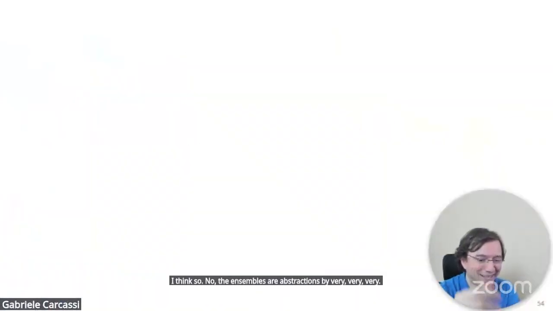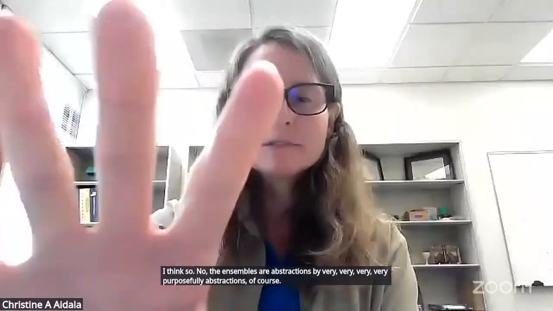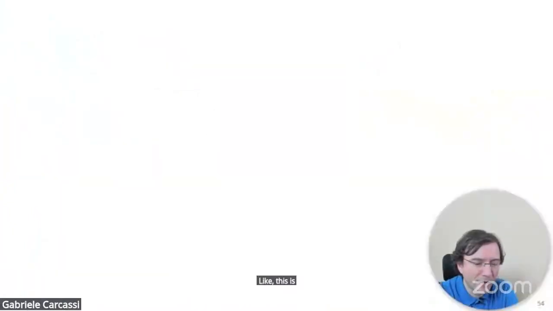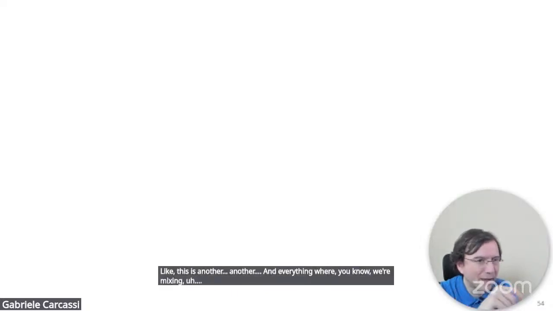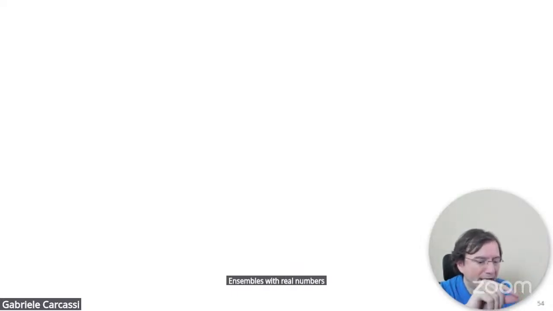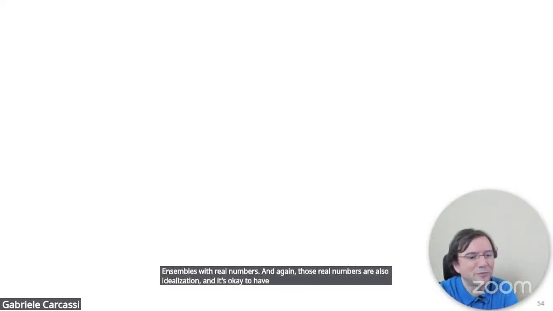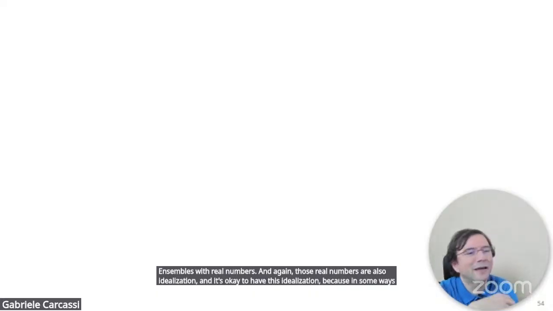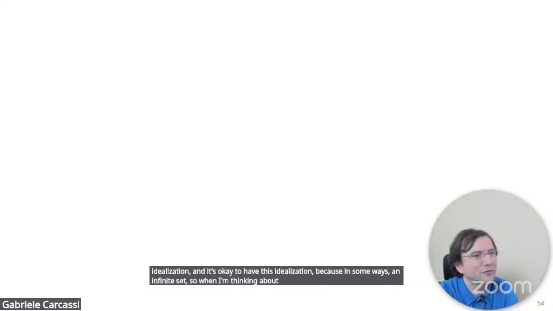Right, the ensembles are abstractions, right? Yeah, very purposefully abstractions, of course, for the purpose of generalized ensemble spaces. This is another thing where we are mixing ensembles with real numbers, and again, those real numbers are also idealizations, and it's okay to have this idealization because the ensemble is an infinite set. So when I'm thinking about an infinite set, of course, I'm going to use a real number because that's going to be a limit process anyway.